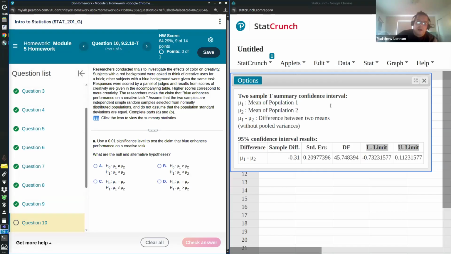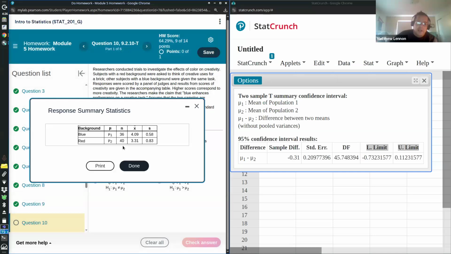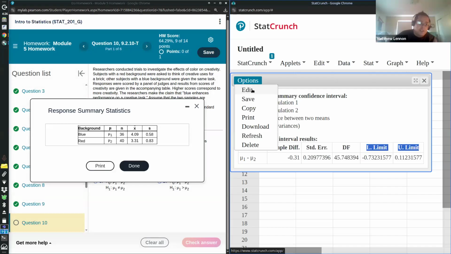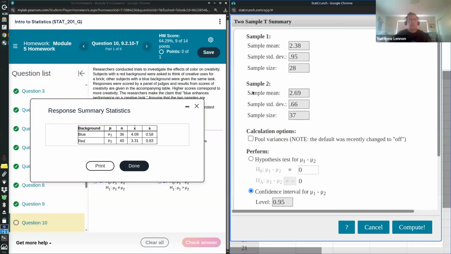Okay. On this one, you need to click the little thing, and then we're going to enter this. Again, we're in a 2 sample. It says S, so that's t-test. So I'm just going to do options edit because it's exactly the same kind of test. I just need to change all the data in my chart. So let's go ahead and try to do that.